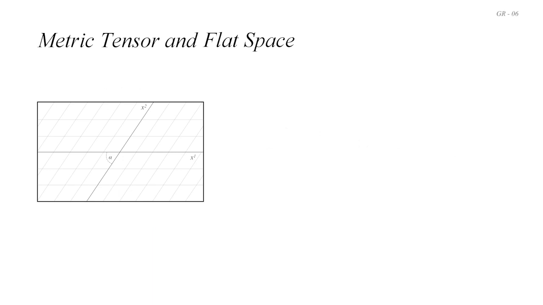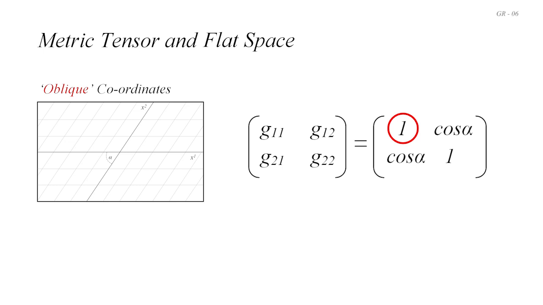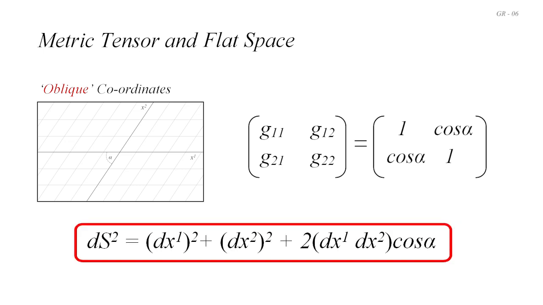Secondly, if a similar frame of reference but with the axes at an oblique angle alpha to one another was used to measure that same flat surface, then the metric tensor was found to be 1, cos alpha, cos alpha, 1. When this was used in the formula for ds squared, it reduced to something slightly different from Pythagoras: ds squared equals dx1 squared plus dx2 squared plus 2 dx1 dx2 cos alpha, but was easily seen to be related to the cosine rule for the addition of 2 vectors, in this case displacement vectors.